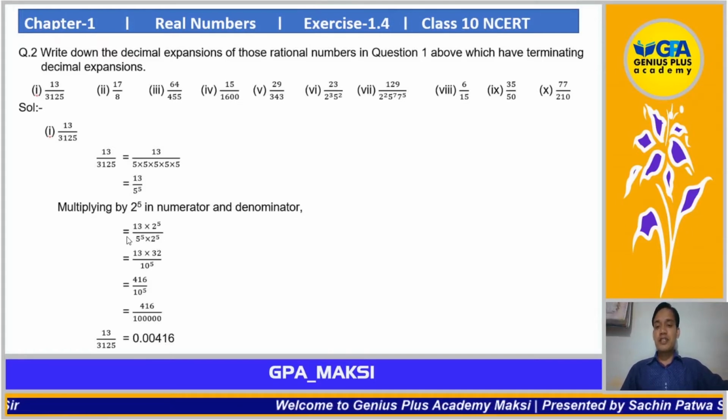इसके डिनोमिनेटर को चेंज करने के लिए हमने मल्टीप्लाई किया है 2 raised to 5 का. सो 2 raised to 5 is 32 and इसको हम लिख सकते हैं 10 raised to 5. So when we multiply 13 into 32, it's 416 by 10 raised to 5, and 10 raised to 5 is 1 lakh. So 416 by 1 lakh.